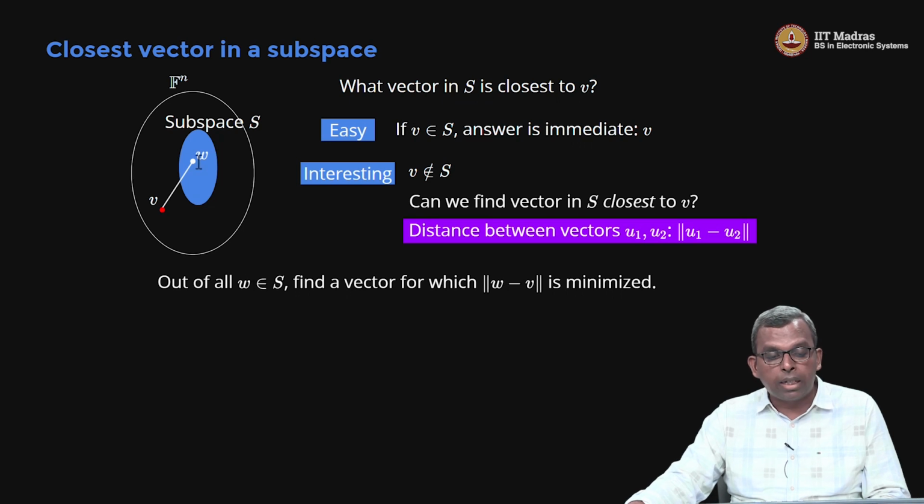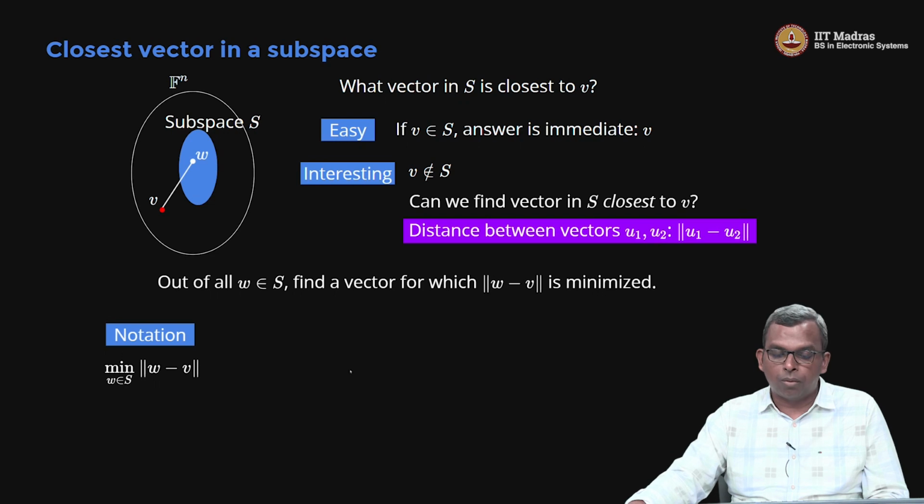So, what question do we ask now? Out of all the w that are in S, okay, there are very many vectors in a subspace S. Out of all these w, find a vector for which the norm of w minus v is minimized, the lowest possible w minus v that you get. You try all possible w, find that w which gives you the lowest possible w minus v. We saw this problem earlier in the R2 case also, right, distance from a line. I will remind you of it soon enough.